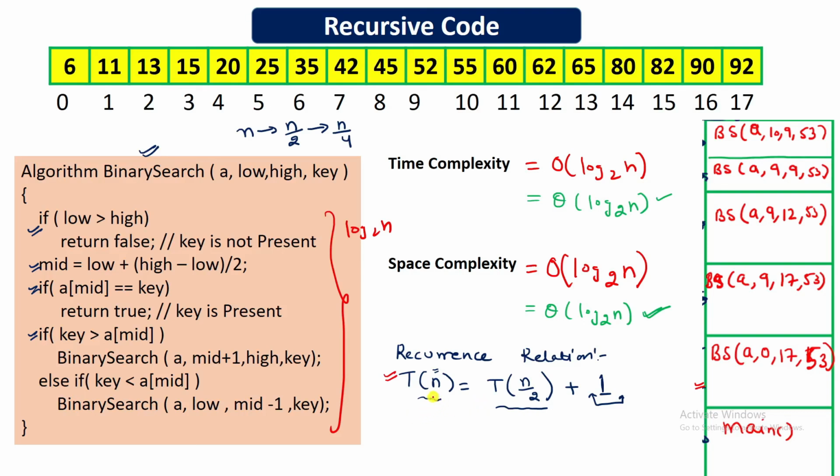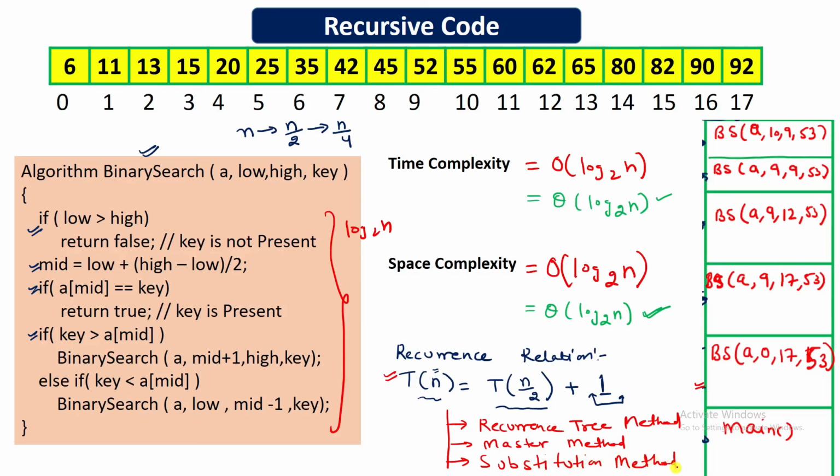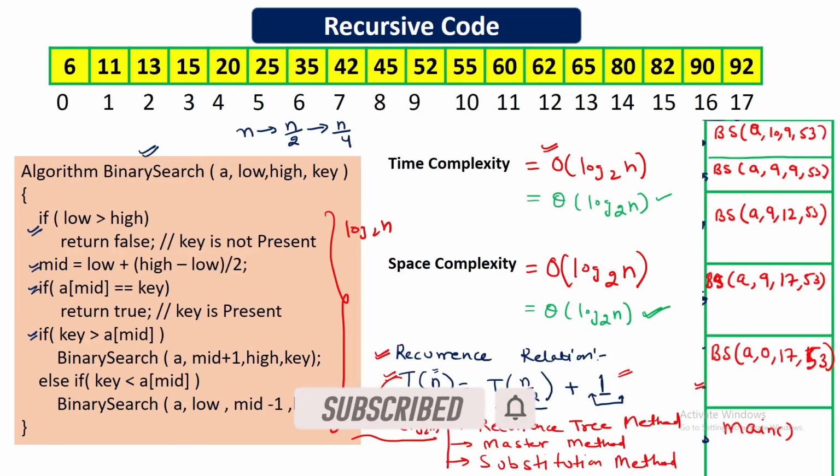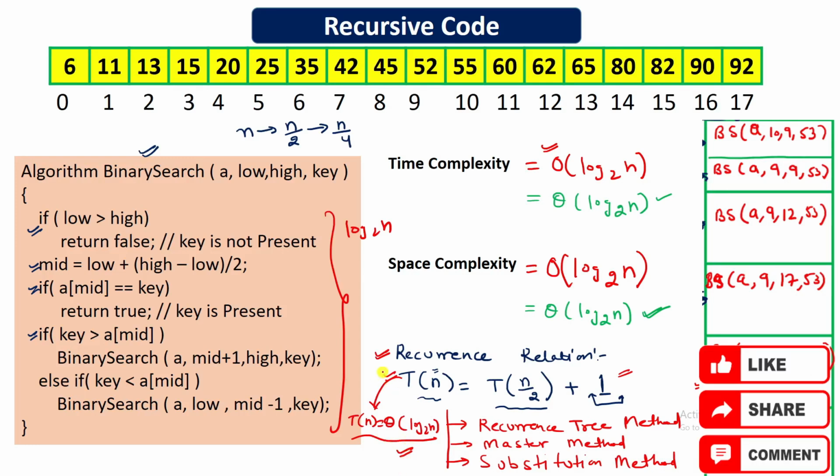Basically, there are various methods to solve this recurrence relation. Some are the recurrence tree method, master method, and substitution method. The method that I have shown to you to find the time complexity was based on the recursion tree method. Some call it the recursion tree method, or some call it the recurrence tree method. Now, the solution of this recurrence relation is t of n equal to theta of log n, which we can find using any of the methods. This solution tells me the time complexity.